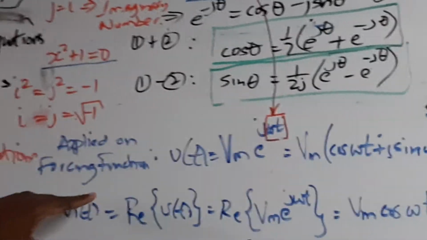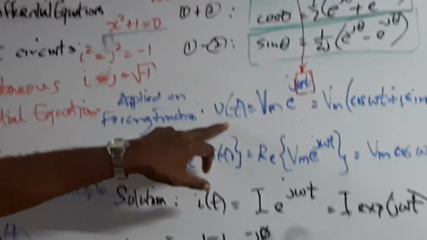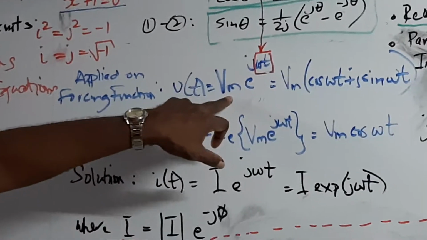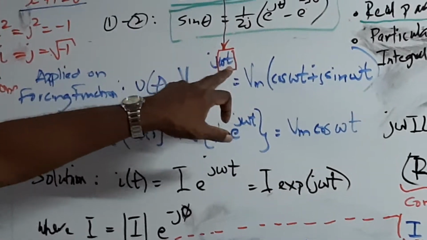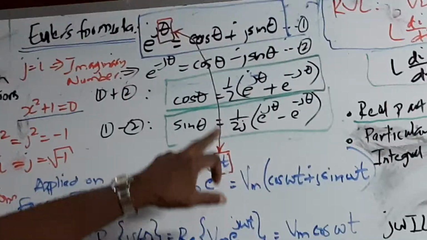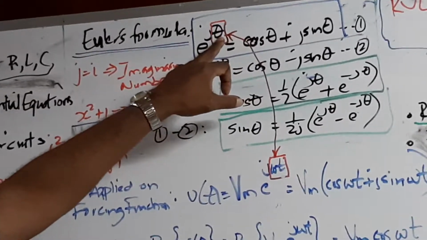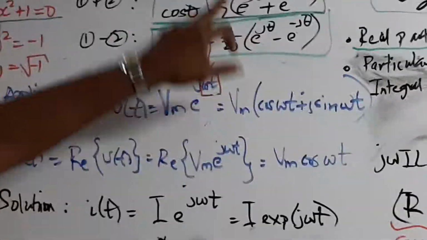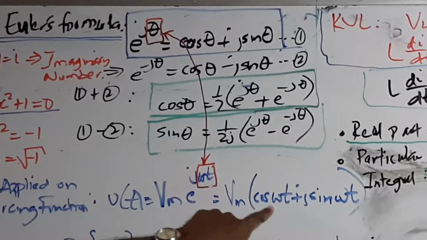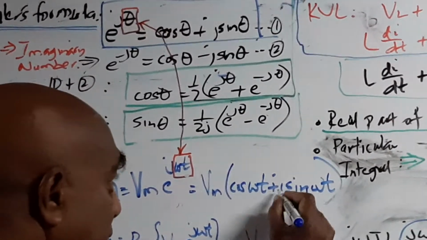If we apply this to our forcing function v of t, we can now rewrite v of t as being equal to Vm e to the j omega t. I'm just reminding you here that this omega t is from the theta at the top there. So when we expand that on the basis of Euler's formula, it's Vm cos omega t plus j sine omega t. That is j.